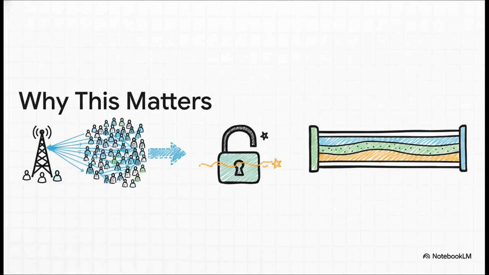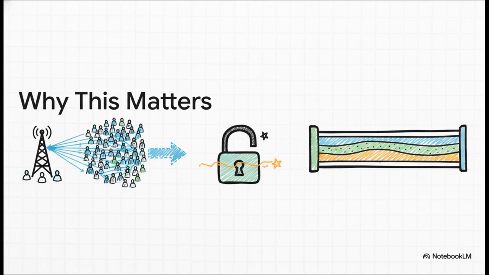So this is a really elegant math trick. But why does it matter in the real world? Well, the benefits are huge. First, you get way more capacity. Since everyone can talk at once, you can cram a lot more users onto a single cell tower. This was an absolute game changer for early mobile networks.